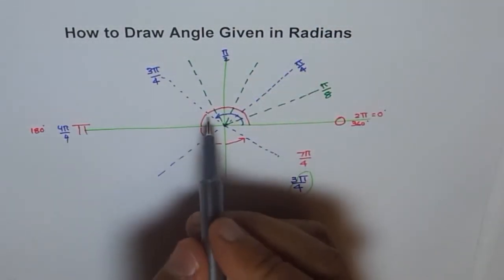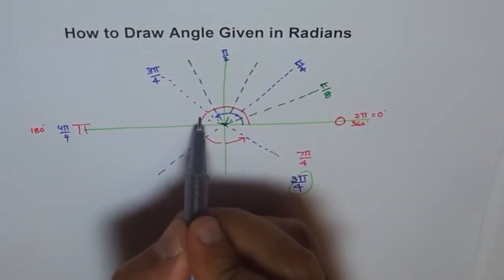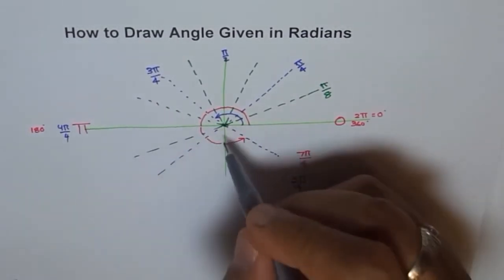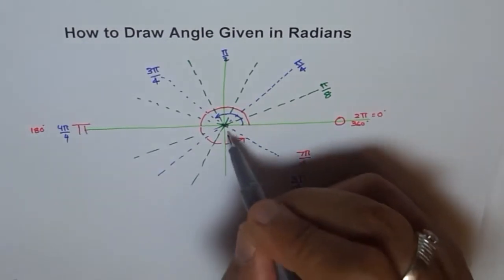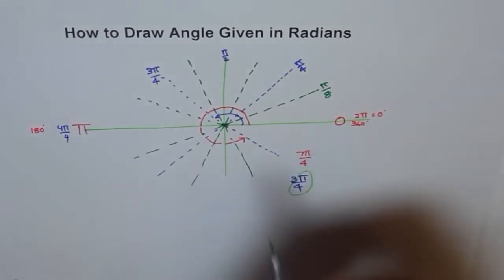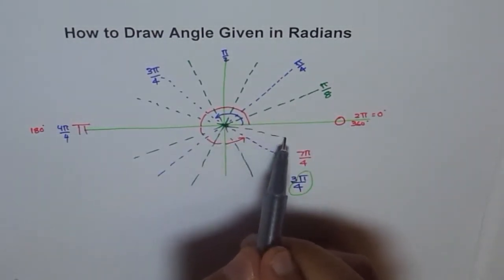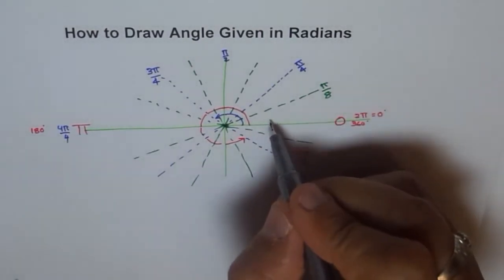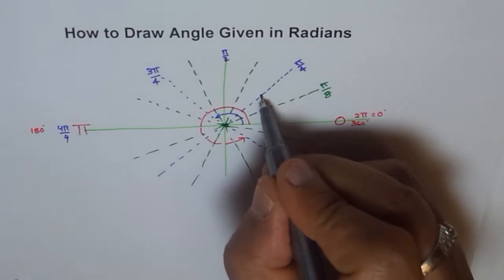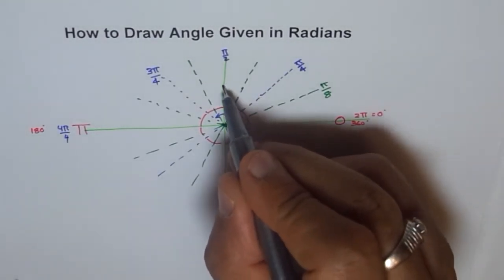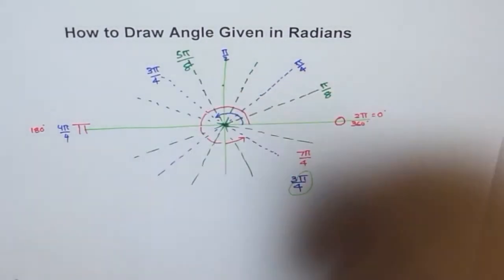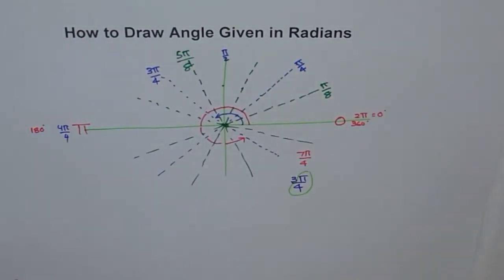So basically I'm dividing my angles into halves, right? So I'm getting 1/8. It's like slicing your pizza into smaller pieces. So if I say 5 pi by 8, that means what? 1 pi by 8, 2 pi by 8, 3 pi by 8, 4 pi by 8, 5 pi by 8. So this becomes my 5 pi by 8. That's how simple it is, correct?